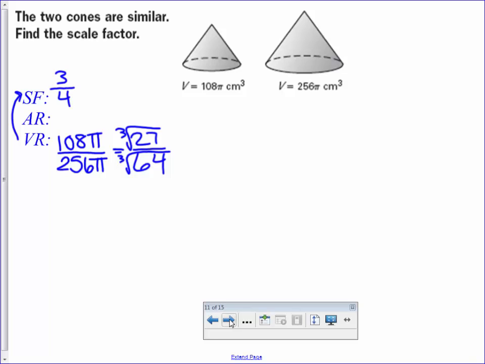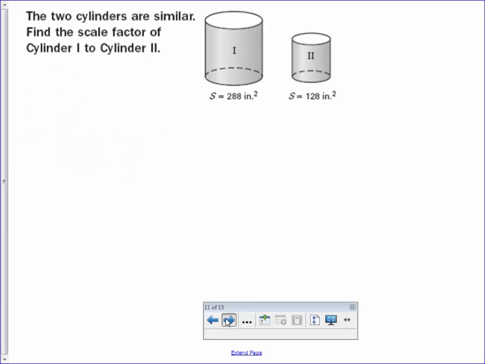And let's go ahead and just find the area ratio. Remember, you square it, so you get 9 to 16. Okay? So go ahead and see if you can find this one on your own. S stands for surface area. Sometimes you will see SA instead, but S is surface area. All right, and this is what you should have gotten.